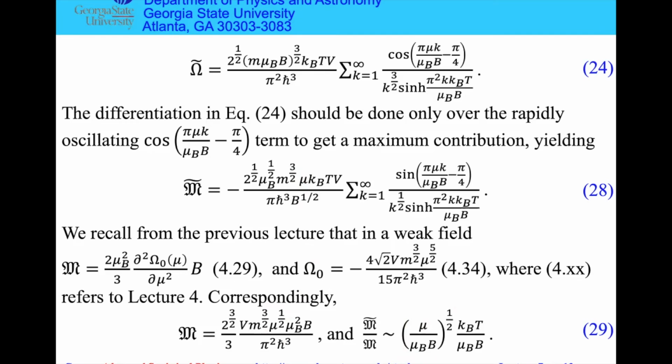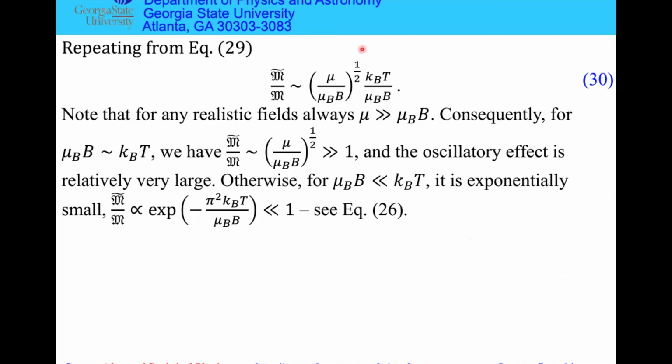So I'm getting a very simple result. I'm repeating the part of equation 29 that I need: this ratio of oscillating to smooth part of the magnetic moment follows from it. Now, in this expression, this ratio is always very large. The magnetic field can never be as strong as mu.